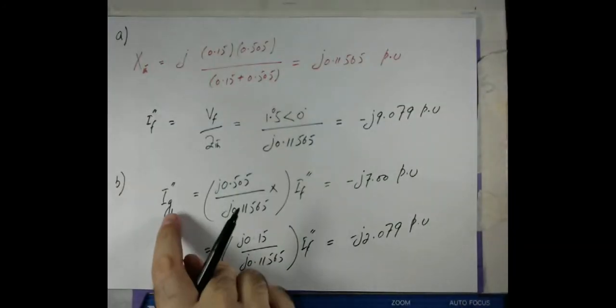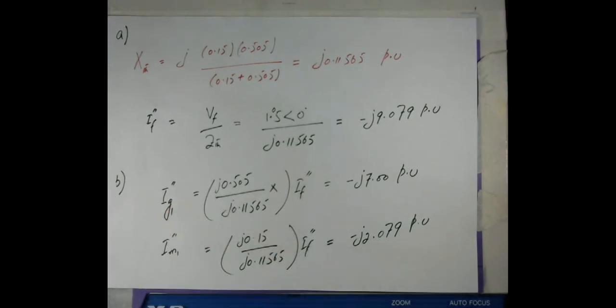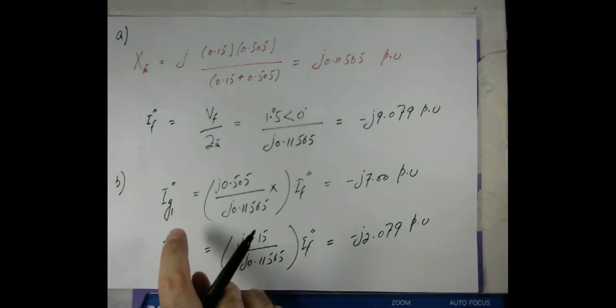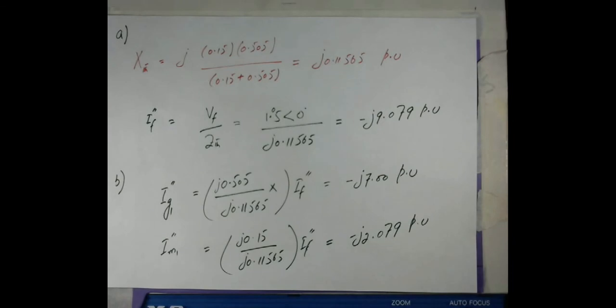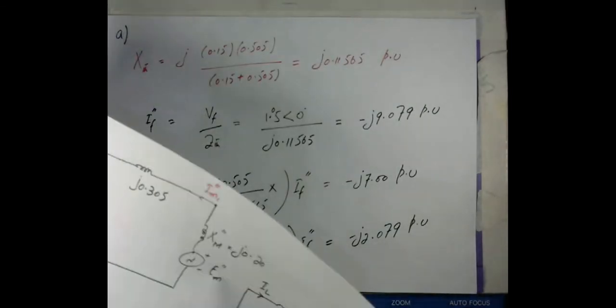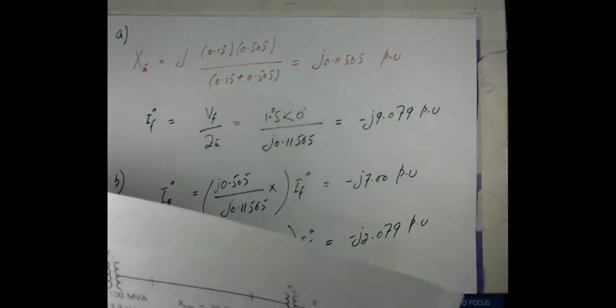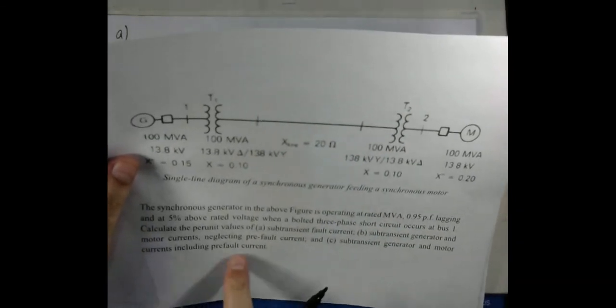The G represents the generator, the M represents the motor. So we have determined the sub-transient generator and motor currents during the fault, assuming that the pre-fault current is 0. So we are neglecting the load current, as I mentioned before. But the third task is related to finding the same currents, but now considering the pre-fault current. So we have to now include the pre-fault current.